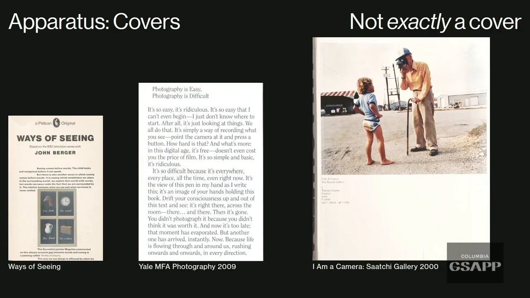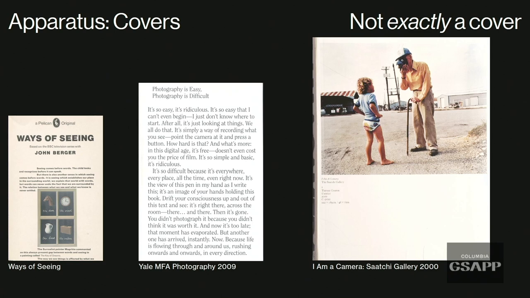There are other cases, too, where a cover is not treated exactly or traditionally as a cover. John Berger, Ways of Seeing, was a phenomenal example of that, designed by Richard Hollis. The text begins immediately on the front cover. Even one of the first figures that's illustrating this text begins on the front cover. There's a sense of immediacy, right?